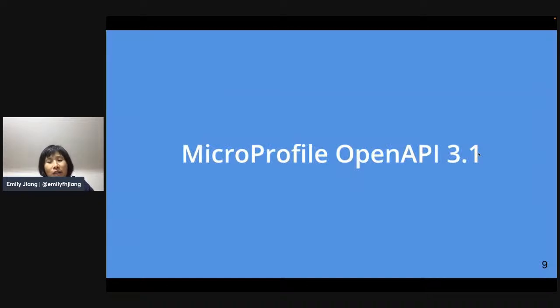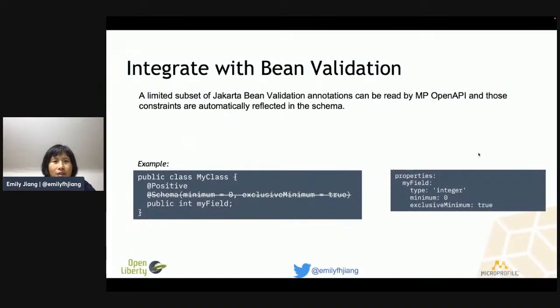Let's go through the updated MicroProfile specs. The first one is the MicroProfile OpenAPI 3.1. So this is a minor change. In OpenAPI 3.1, the first update is integration with Bean Validation.